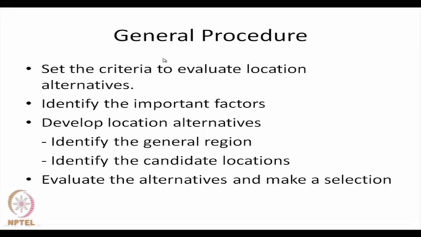Now, the general procedure for tackling a plant location problem consists of four steps. Set the criteria to evaluate location alternatives. What are the criteria we are going to use? Identify the important factors. Develop location alternatives. First decide which region, then decide what are the locations in that region, and finally evaluate these candidate locations and decide.